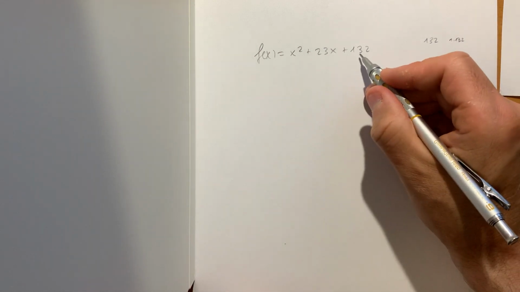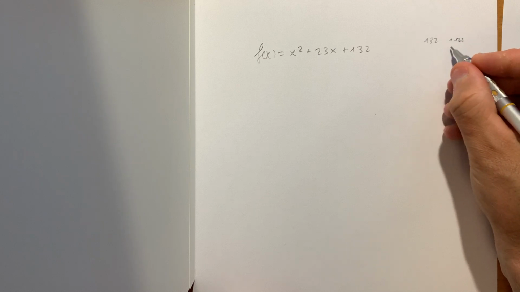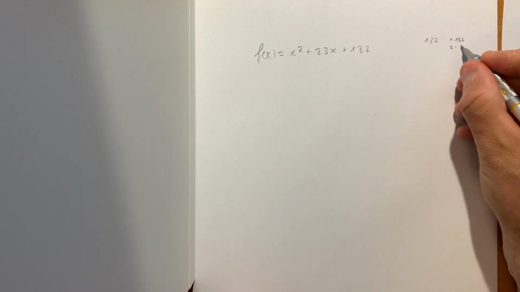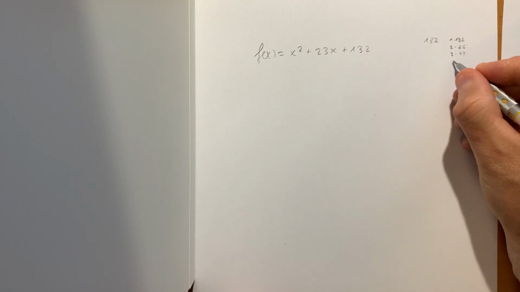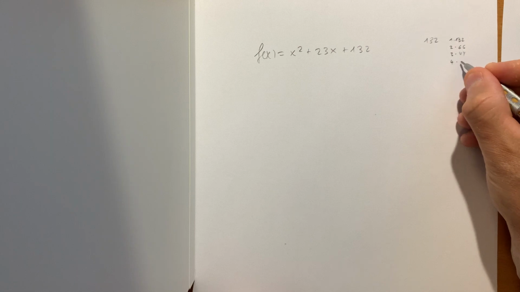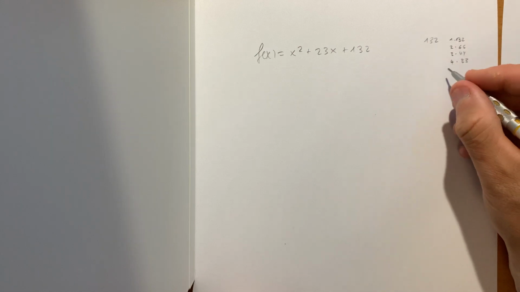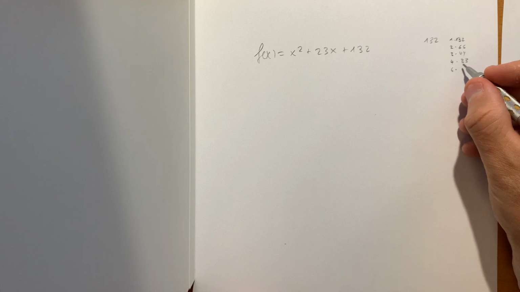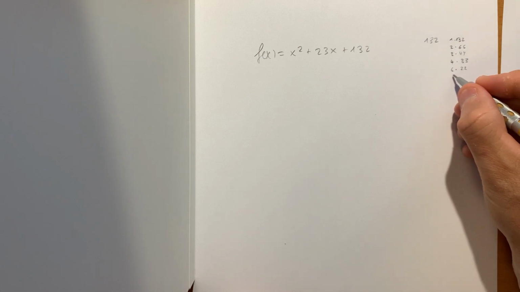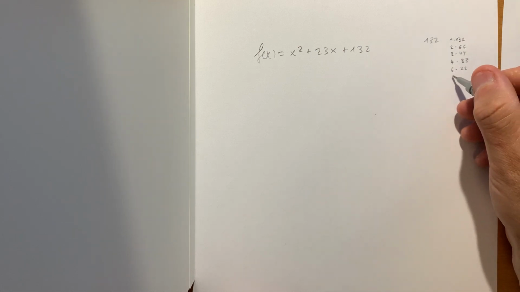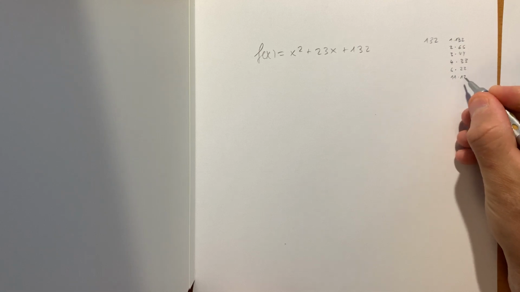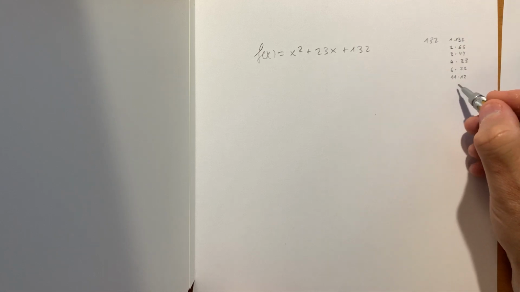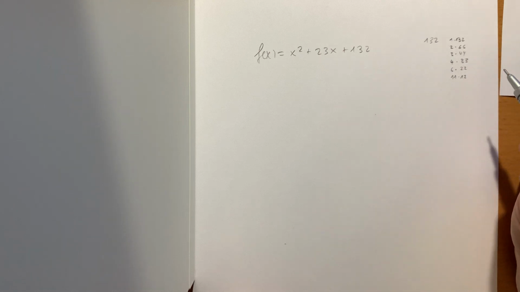Well, 132 could be 1 times 132. This is quite a high number, so it is quite laborious. Then it's 2 times 66. It's 3 times 44. It's 4 times 33. 6 times 22. 7 doesn't work. 5 doesn't work. 8 doesn't work, 9 doesn't work, 10 doesn't work, but 11 works. So times 12.